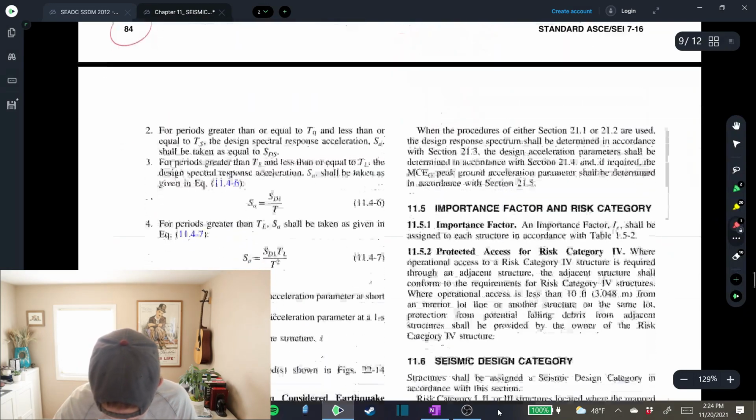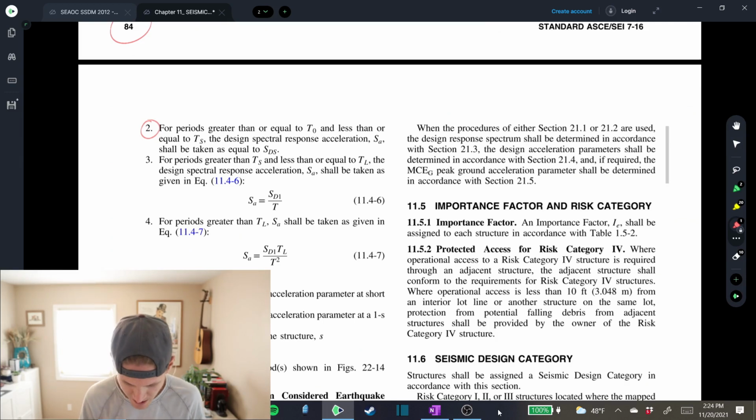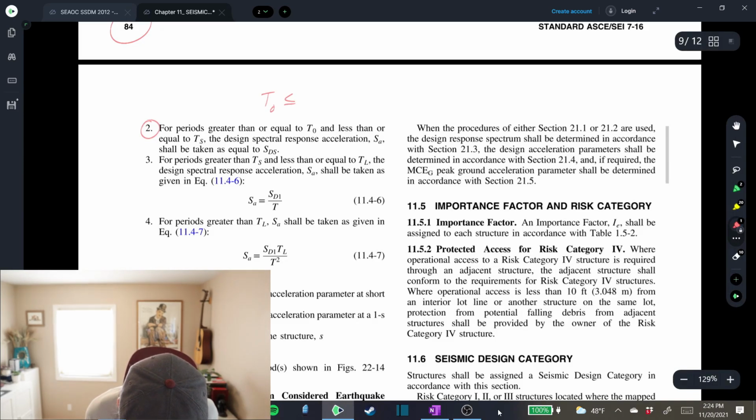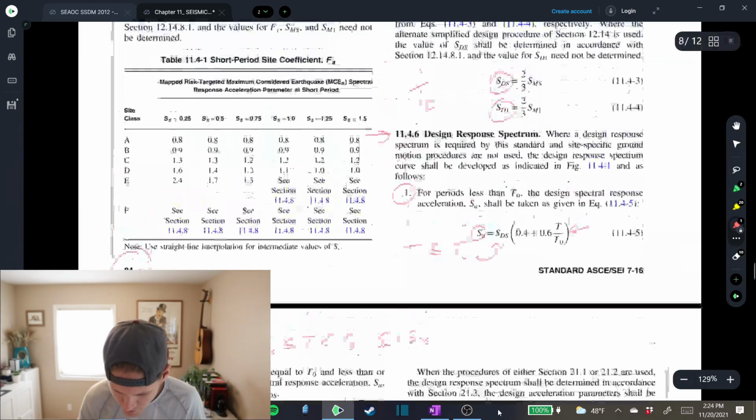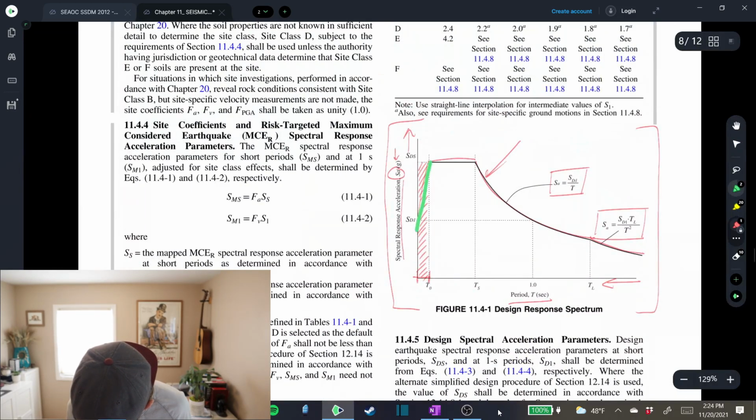Then, on the next sheet, you have step 2. For periods greater than or equal to T naught and less than or equal to T sub S, the design spectral response acceleration, S sub A, shall be taken equal to SDS. So this is for T greater than or equal to T naught, but less than or equal to T sub S. Your S sub A will just be equal to SDS. I know we don't have these values yet, so hang on. I will be plugging in real values for this. And that gets you this portion of the graph.